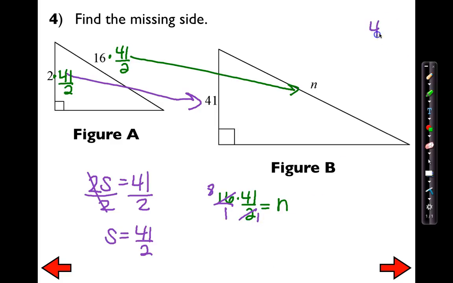I'm going to have to do some side work. 41 times 8, that's 8, and 32. So we're going to get 328 equals n. So that is the missing length.